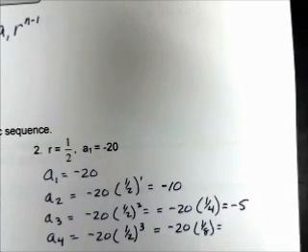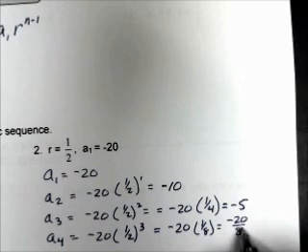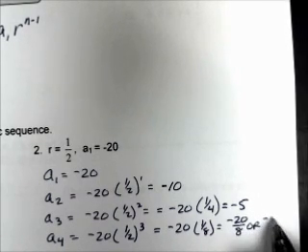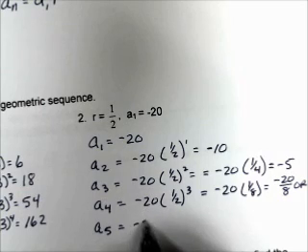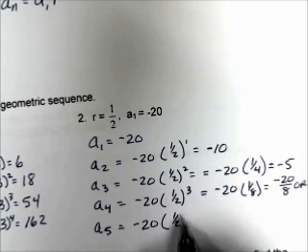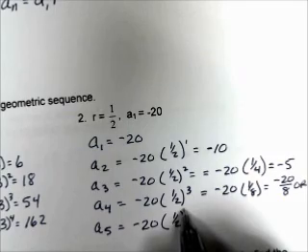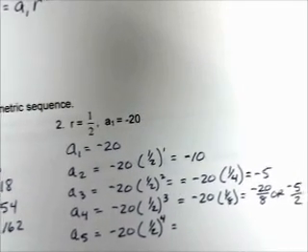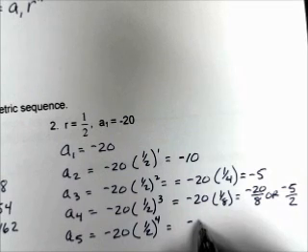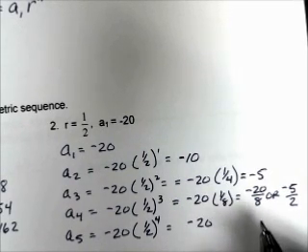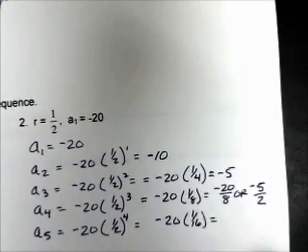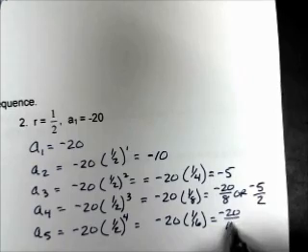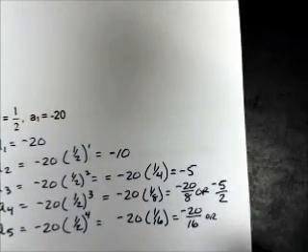We can write as negative 20/8, or we can reduce to negative 5 over 2, dividing each by 4. And our fifth term will be negative 20 times 1/2 raised to the 4th. 1/2 to the 4th is 1/16. So this would equal negative 20/16, or reducing it to negative 5/4.